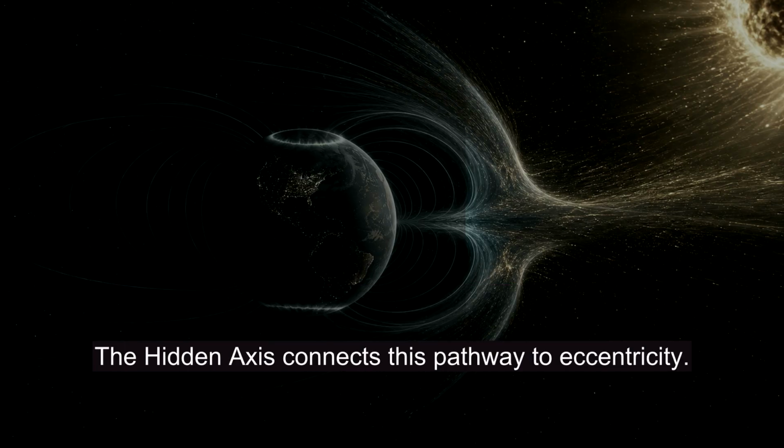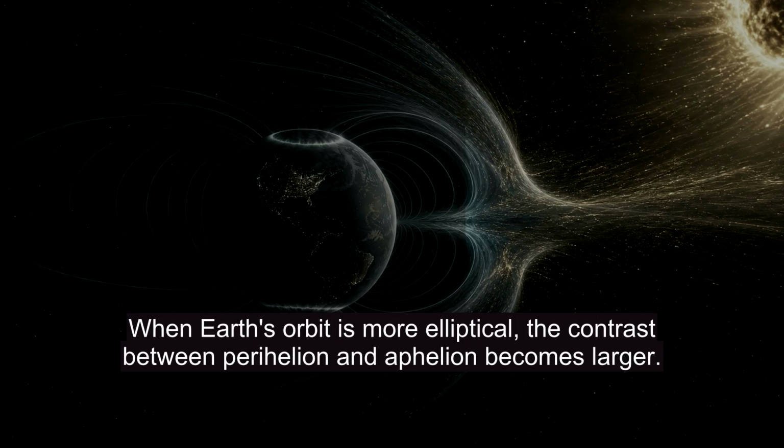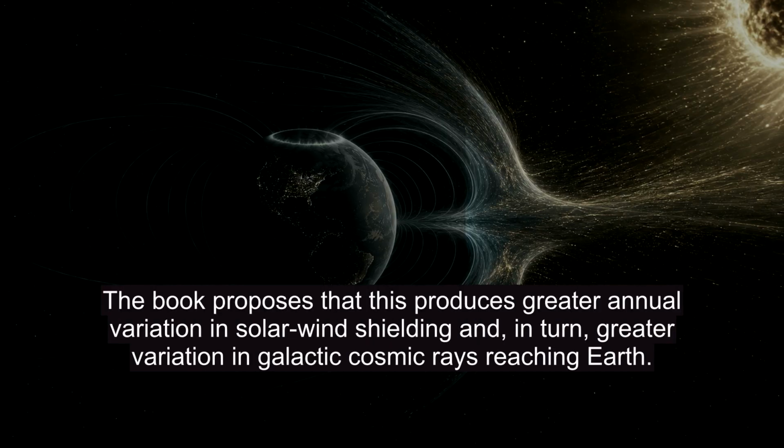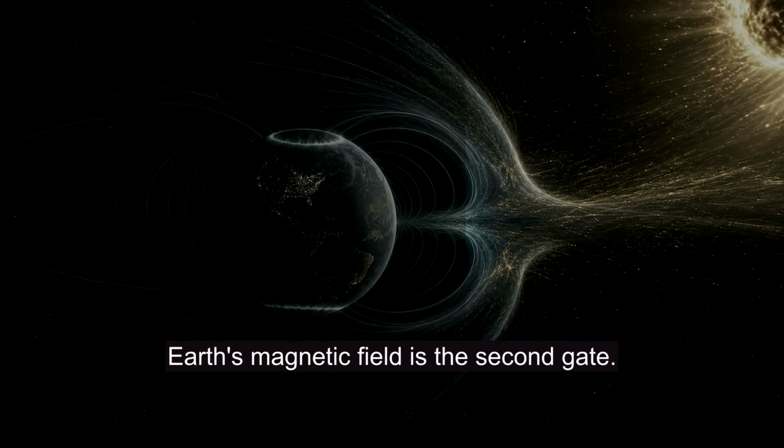The hidden axis connects this pathway to eccentricity. When Earth's orbit is more elliptical, the contrast between perihelion and aphelion becomes larger. The book proposes that this produces greater annual variation in solar wind shielding and, in turn, greater variation in galactic cosmic rays reaching Earth. Earth's magnetic field is the second gate.